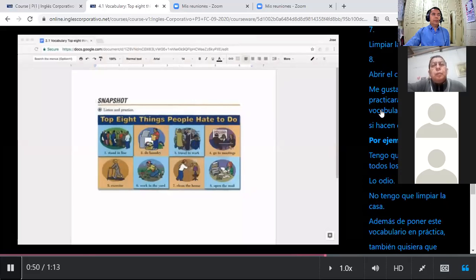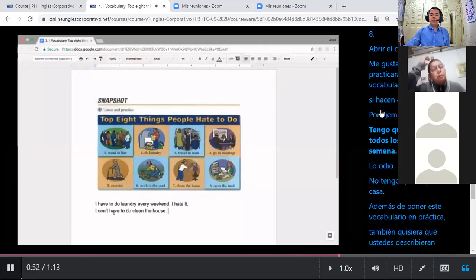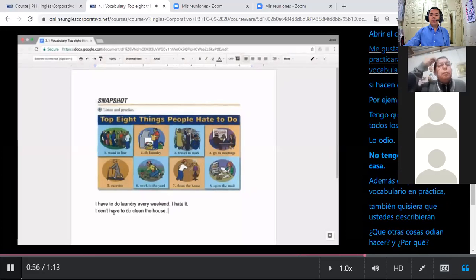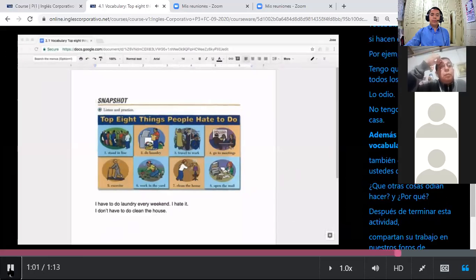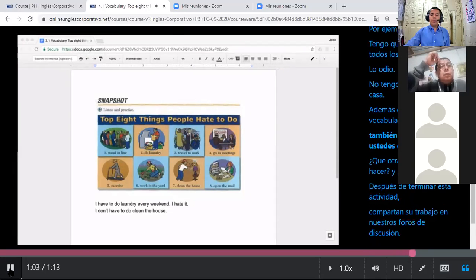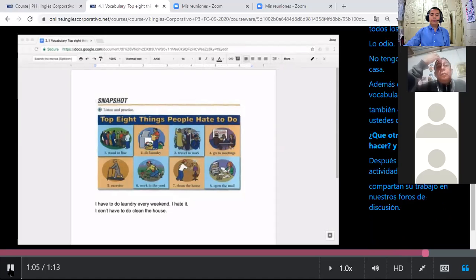Now, I would like for you to practice this vocabulary by describing if you do these things or not. For example, I have to do laundry every weekend. I hate it. I don't have to clean the house. Besides putting this vocabulary into practice, I would also like for you to describe what other things you hate to do and why.